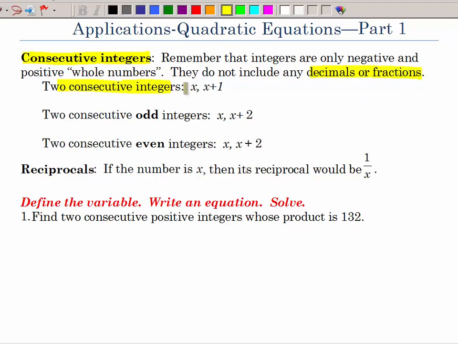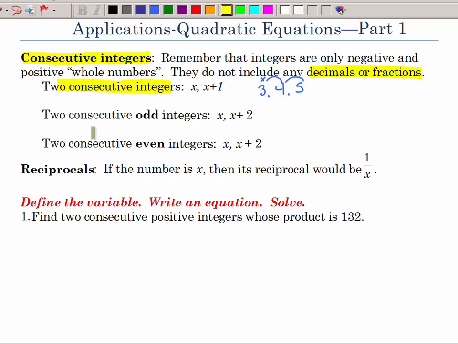Two consecutive integers are represented by variables like x and x plus 1. Now if you think about it, consecutive integers are like 3, 4, 5. So if this first one was x, you would add 1 to get the next one. You'd add another one to get there.